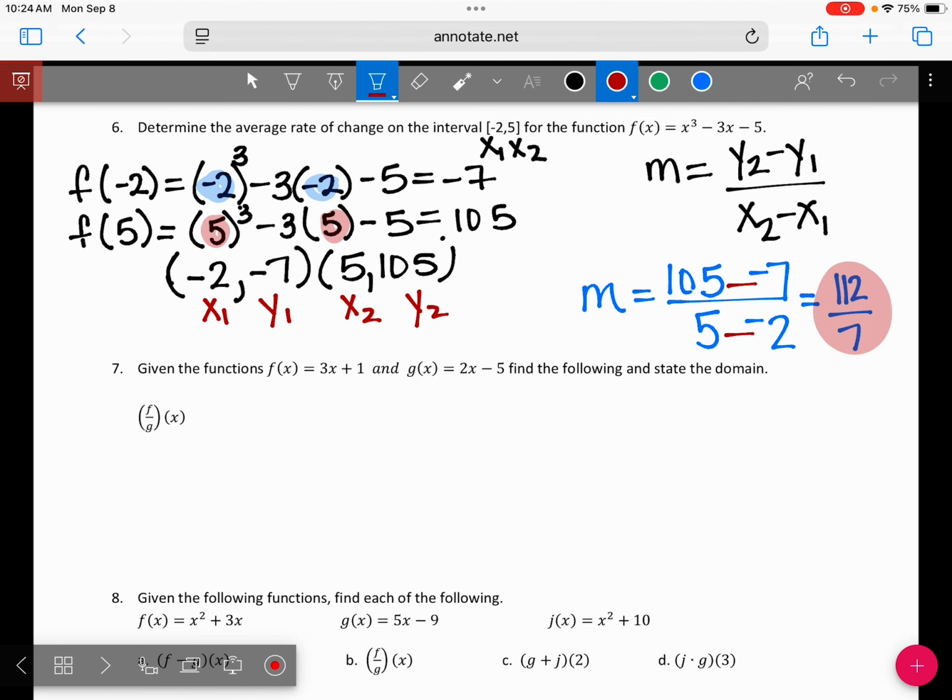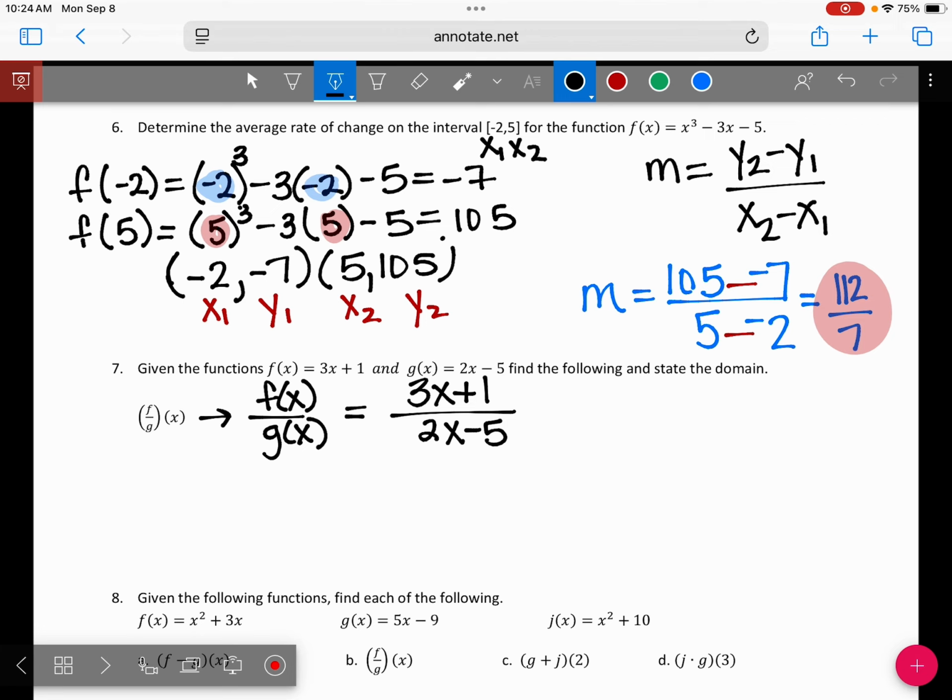Number 7 is asking us to create a function and then state the domain of that function. What this is just telling me is to make a fraction and put the f of x on the top and the g of x on the bottom. So my function would be 3x plus 1 over 2x minus 5.